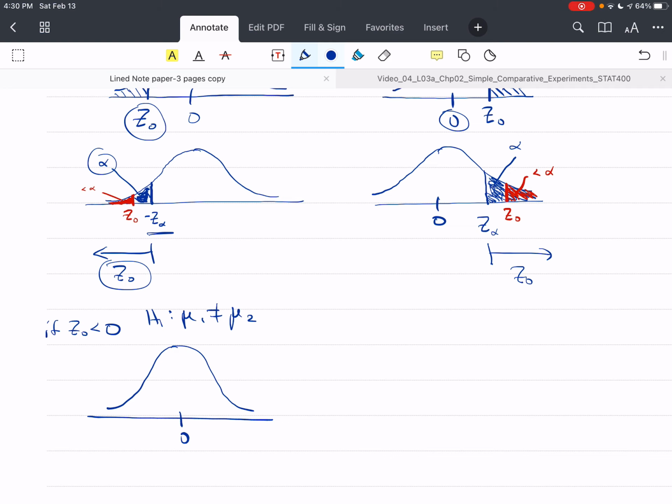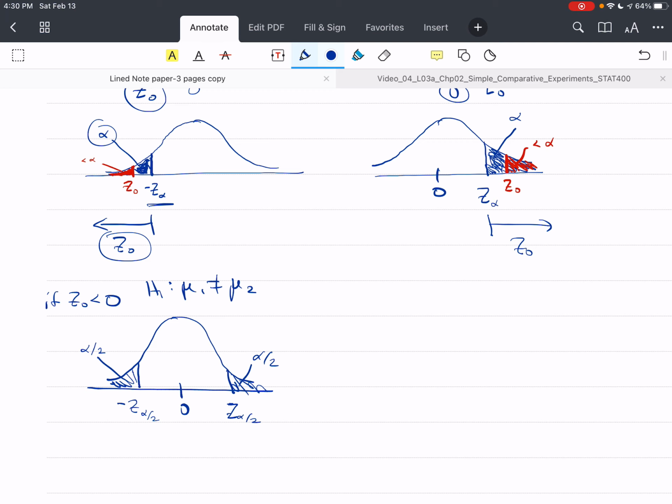Under the null, again, the value of the test statistic is going to be close to 0. Under the alternative, it's going to be farther away. Remember before we had negative z sub alpha over 2, and this area was alpha over 2. And we had positive z sub alpha over 2, and the area over on this side was alpha over 2, for a total area of alpha. So the total probability that we will reject the null when the null is true is alpha. And we said our rejection region was z naught over here or z naught over here.